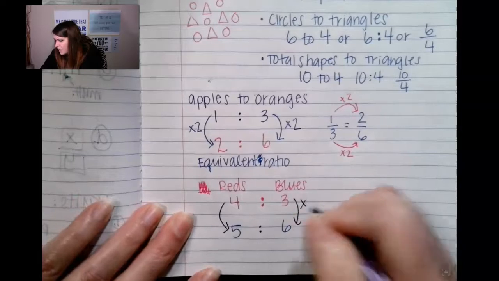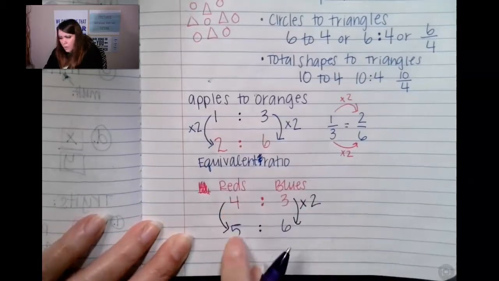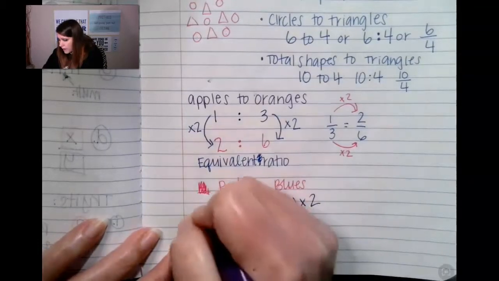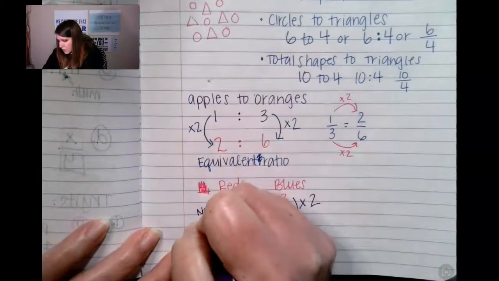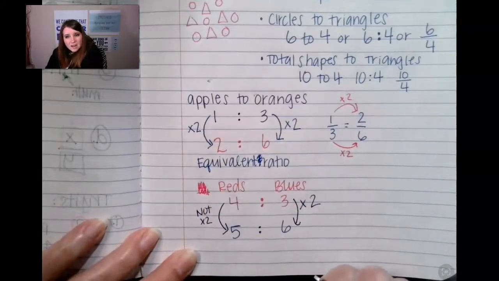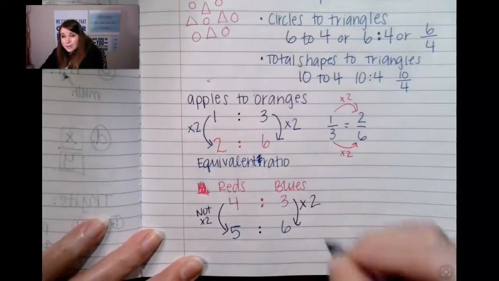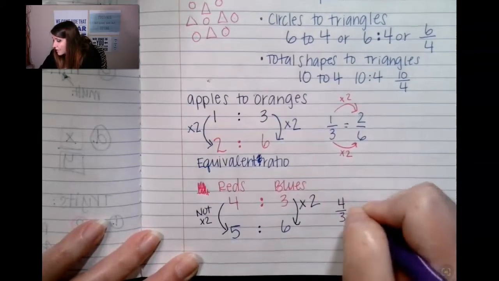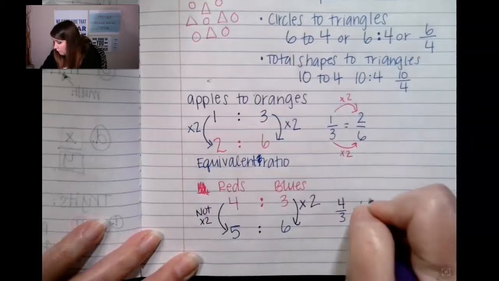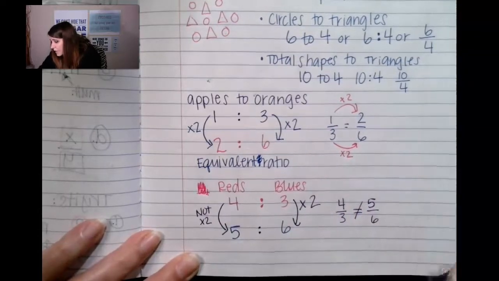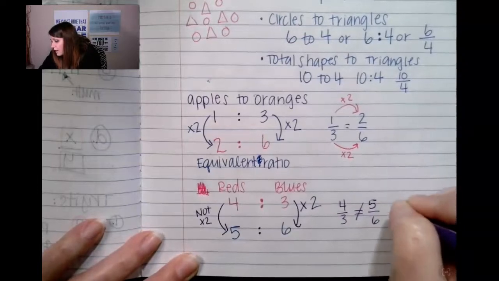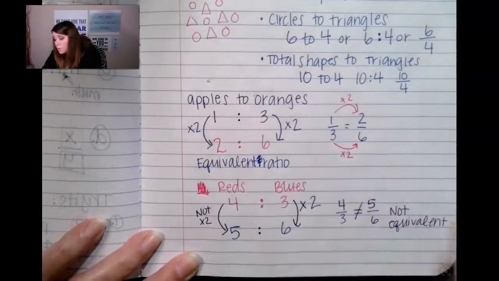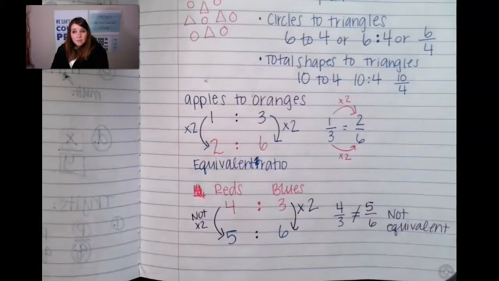Well, we know that this is times 2. Well, we definitely are not multiplying by 2 over here. So we're going to write not times 2. And this ratio is not equivalent. So 4 out of 3 does not equal 5 out of 6. So this ratio is not equivalent. They do not mean the same things.